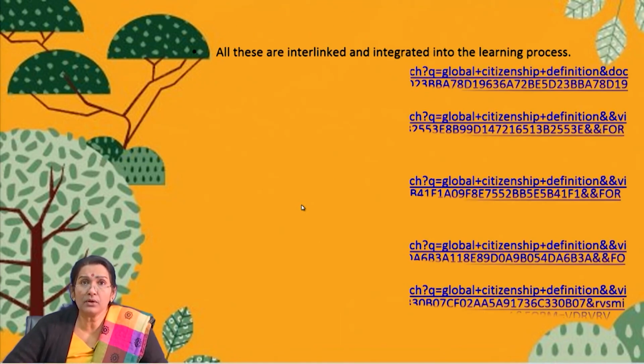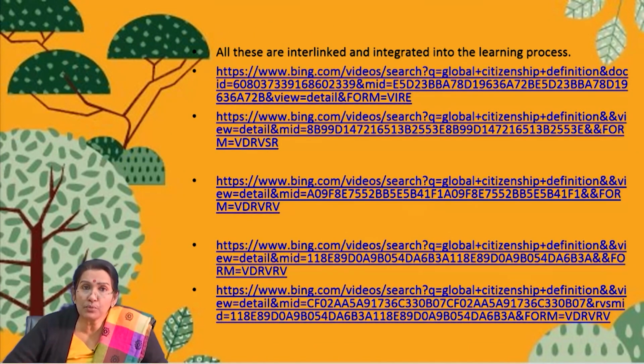So, these 3 domains, the cognitive, socio-emotional, and behavioral, are important for every learning and especially for global citizenship. They are interlinked and integrated into the learning process, be it social learning, academic learning, technical learning or skill learning. The cognitive, affective, and behavioral or psychomotor domains are the 3 main domains of any learning, and they are well integrated and interlinked.